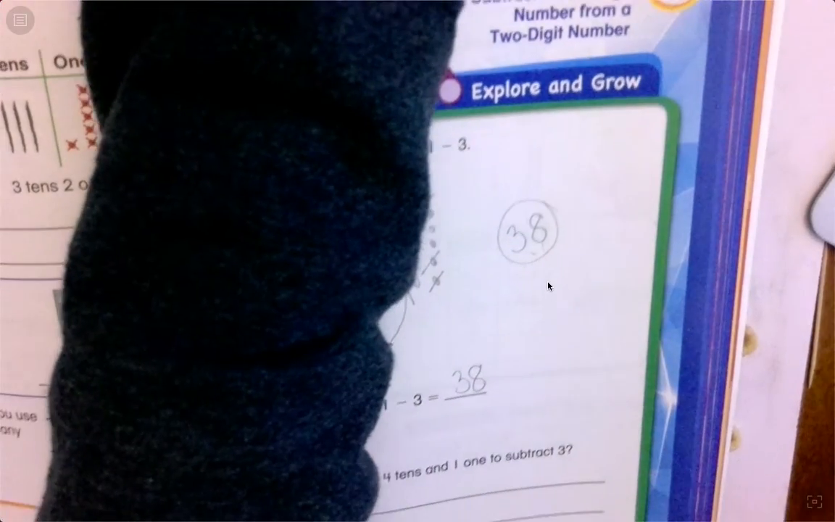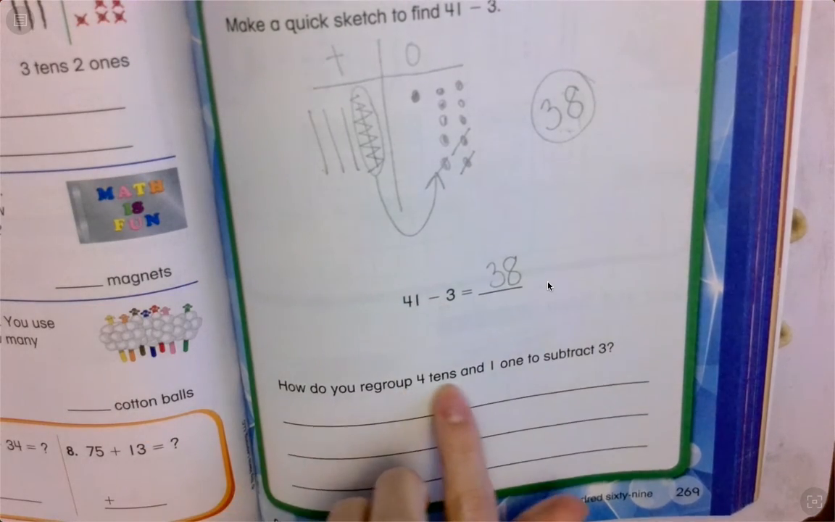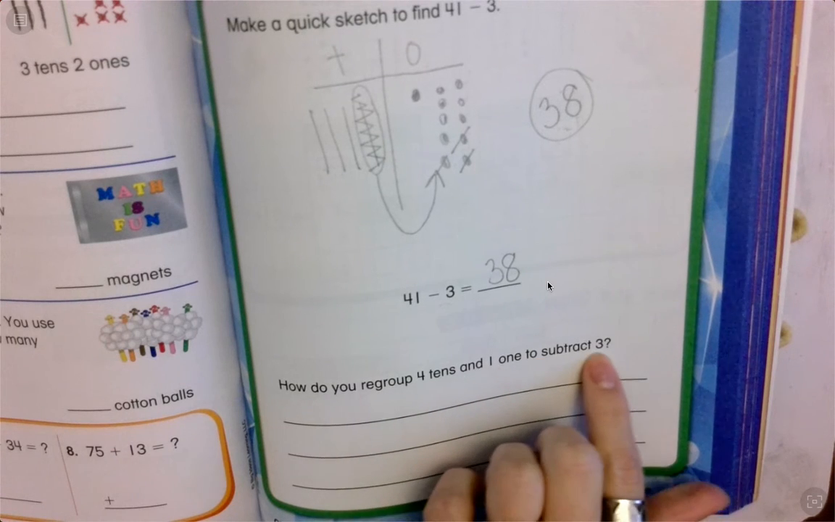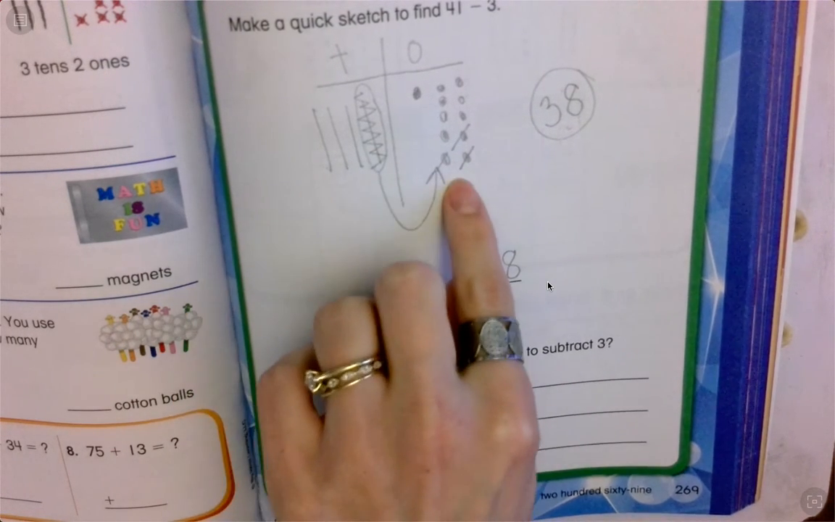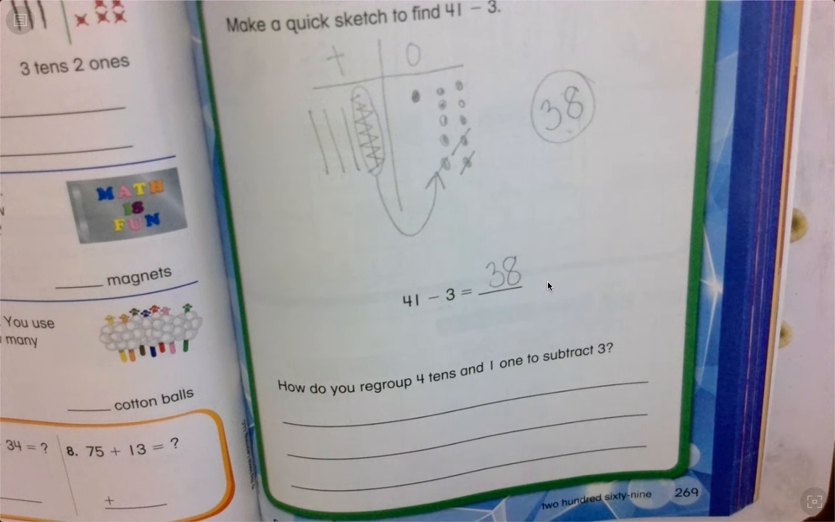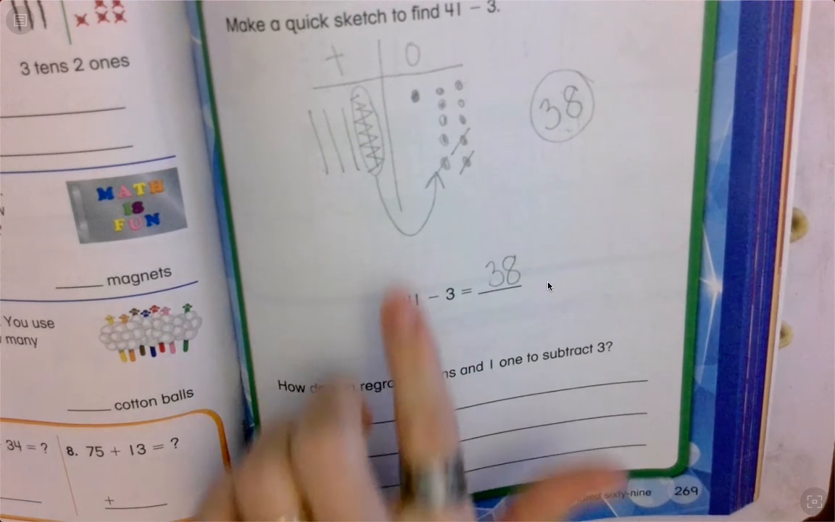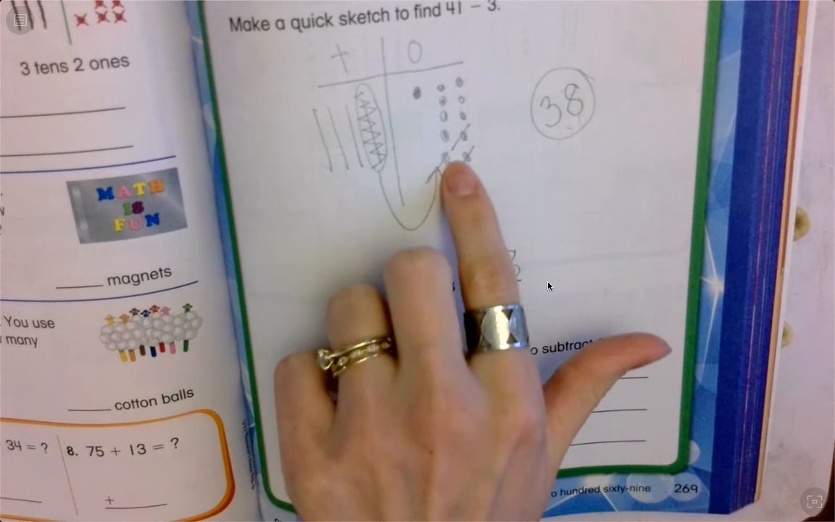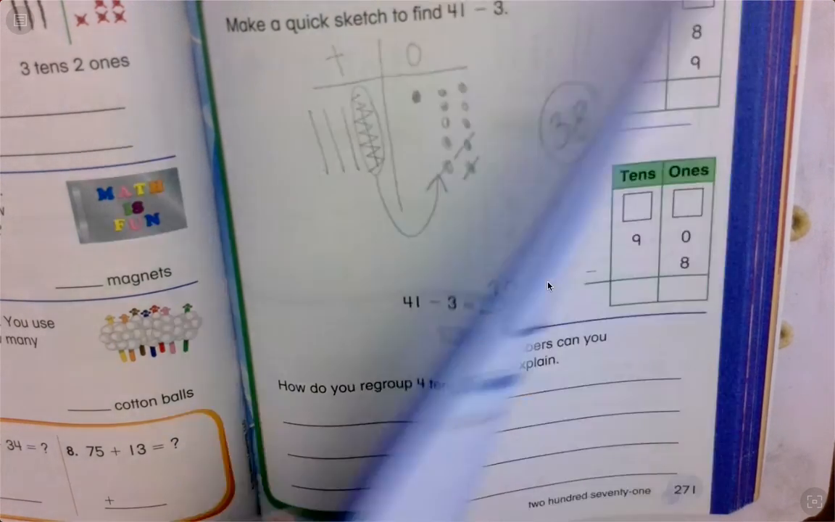Okay, and then at the bottom, it's asking me a question. It says, how do you regroup 4 tens and 1 to subtract the 3? So what did I do? I took my 10 and I made it into ones, right? So I don't have to write that down. But how did I regroup it? Well, I took one of them and brought it over to the ones place, right? Okay, let's go on and do another one.